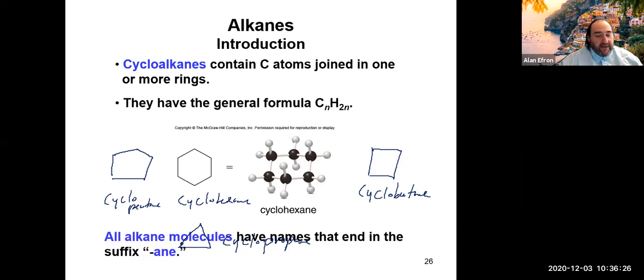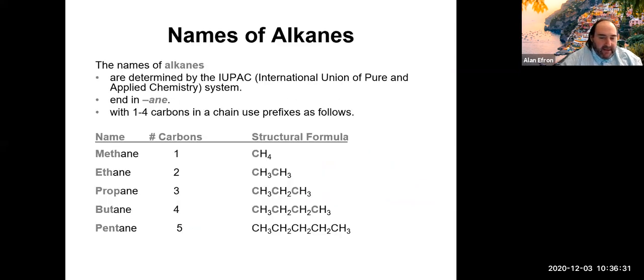As I mentioned, all alkanes will end in ane. Here are the first 5 alkanes, and it's really important to know these guys. Really the first 10, so we'll put them all together in just a second. So we have methane, which is 1 carbon, so we have CH4. We have ethane, which is 2 carbons, which means 2 times 2 is 4 plus 2 would be 6 hydrogens. We have propane, which is 3 carbons. 3 times 2 is 6 plus 2 is 8 hydrogens.